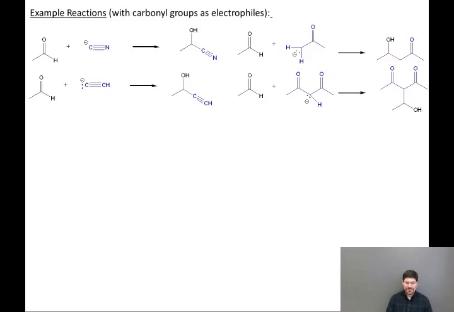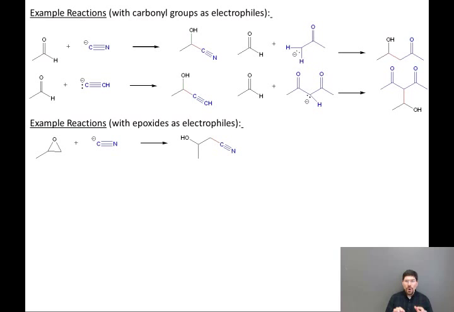Finally, if we use epoxides as electrophiles, we also get alcohols, but look at the difference in connectivity. With an epoxide as an electrophile, the red bond, the new carbon-carbon bond, is not made to the carbon that has the OH, but rather it is made to the carbon next to the carbon that has the OH. Because when you ring open an epoxide, the carbon that gets attacked is not the same carbon that ends up with the OH at the end.